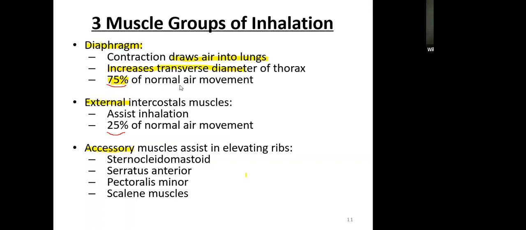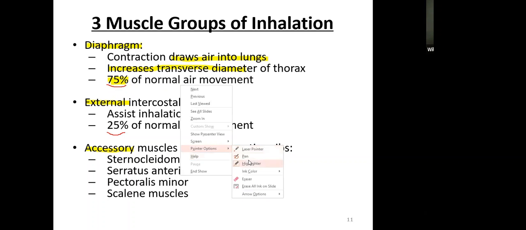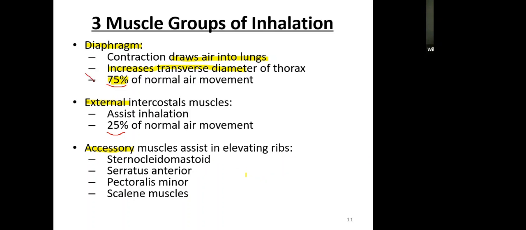So what I'm saying here is, if you get unilateral diaphragmatic paralysis, you lose half of this. If you get bilateral diaphragmatic paralysis, you lose 75% of normal air movement. It's not compatible with life. It's a huge amount. Okay, so 75% is controlled by the diaphragm.